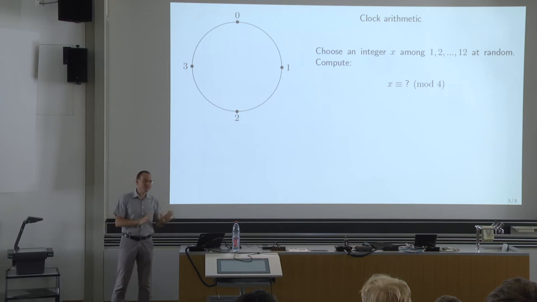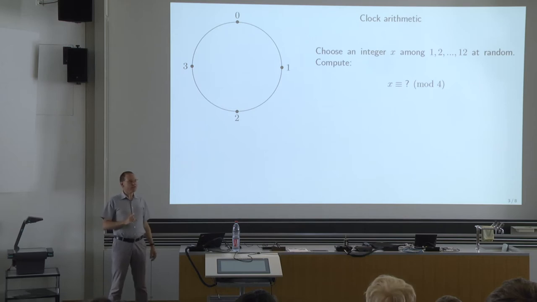If you chose a smaller number, maybe you're lucky. If you chose a larger number, not a big deal. Compute what it's congruent to. Raise your hand if you got 0. Okay, a lot of you. Raise your hand if you got a 1.